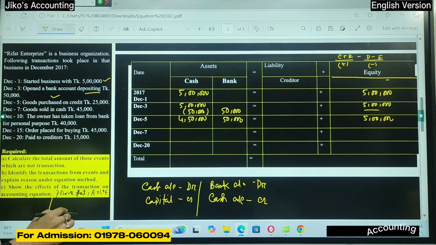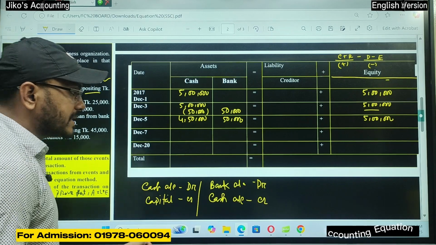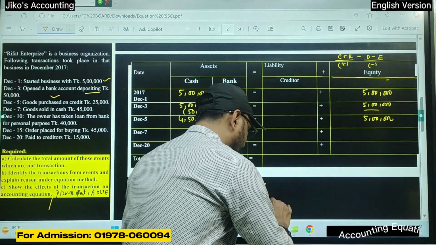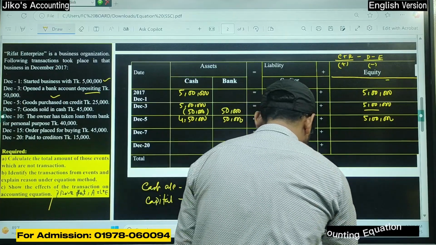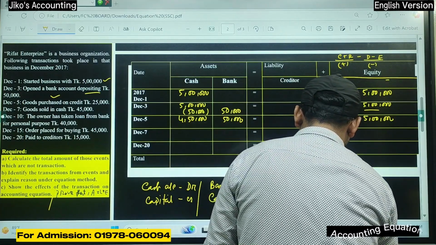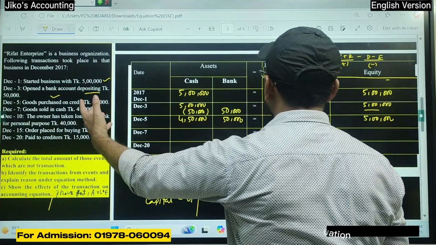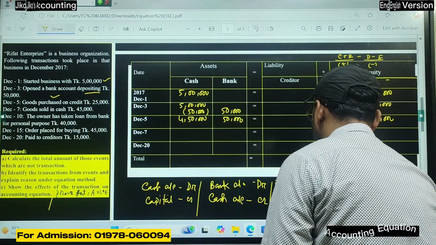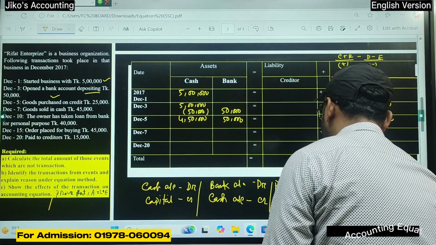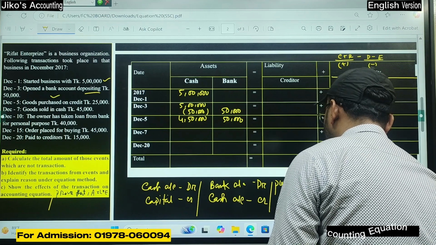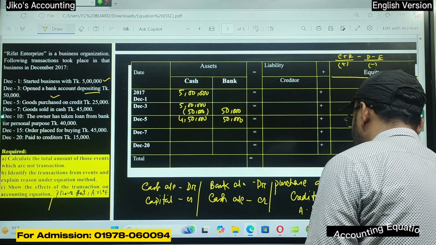What is the transaction of December 5? Goods purchased on credit. That means goods purchase. Purchase is an expense, right? You can say purchase expense debit. But as it's an on-credit transaction, that means creditor account credit or accounts payable. Creditor or accounts payable, both are synonymous words. You can write down any one of them.